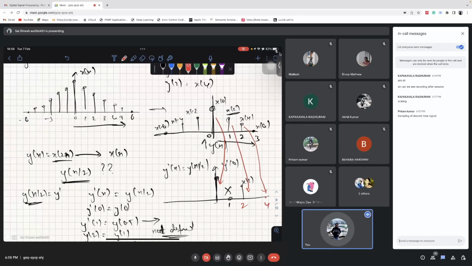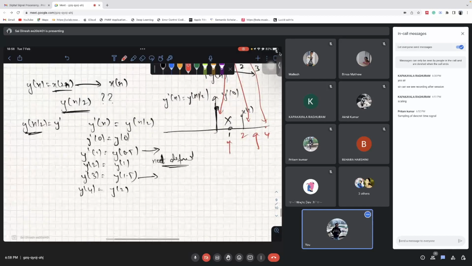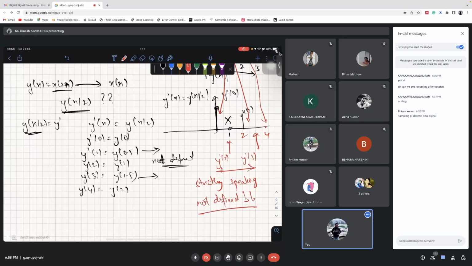So this corresponds here, 1 corresponds to 2, 2 corresponds to 4. But what about the samples y dash of 1 and y dash of 3? These are, strictly speaking, not defined. These are strictly not defined. But if you are storing it in a computer, maybe you can do something like putting a 0 padding, or like put a value of 0 here.